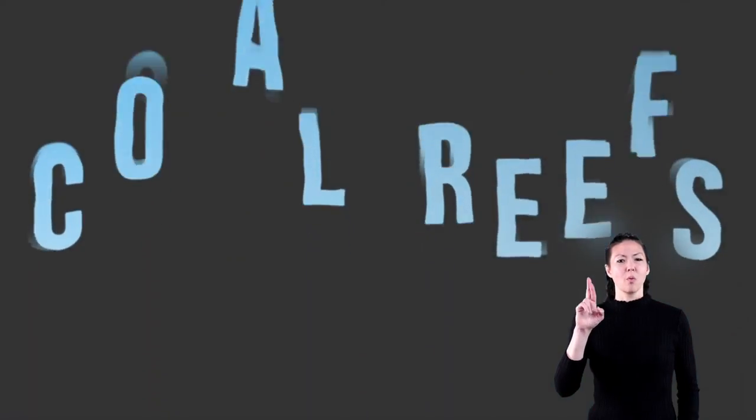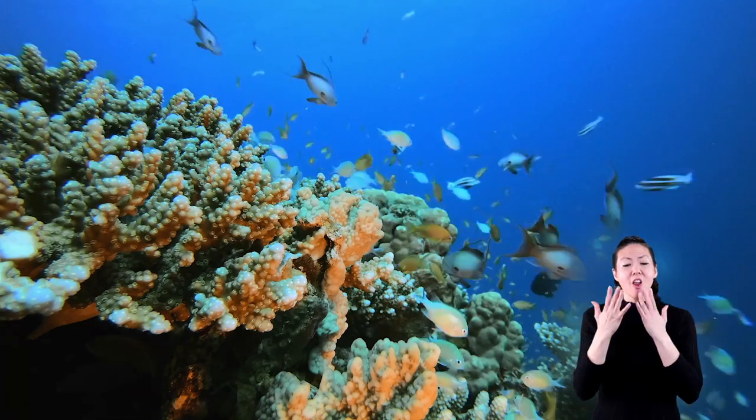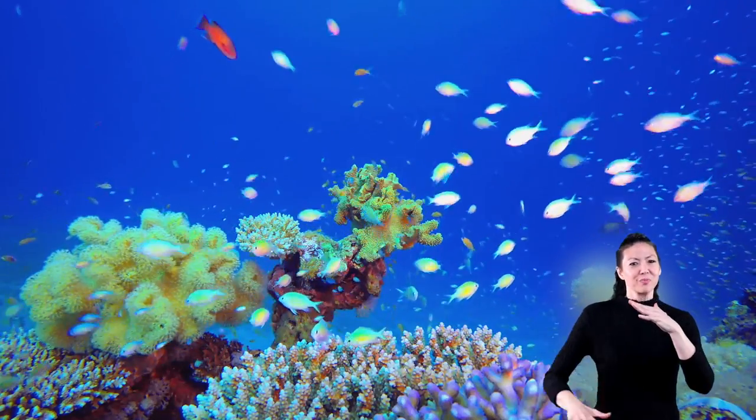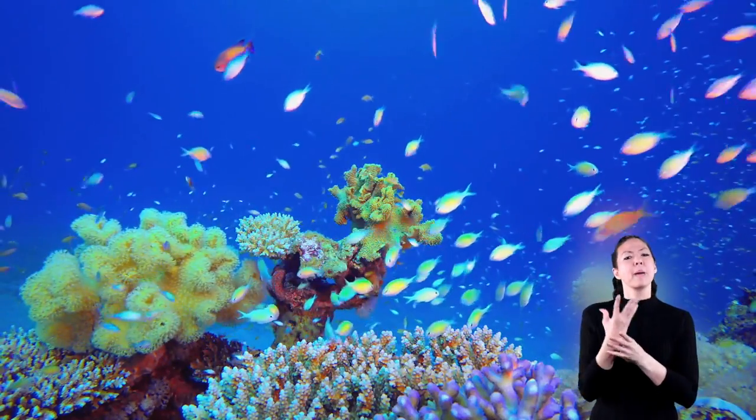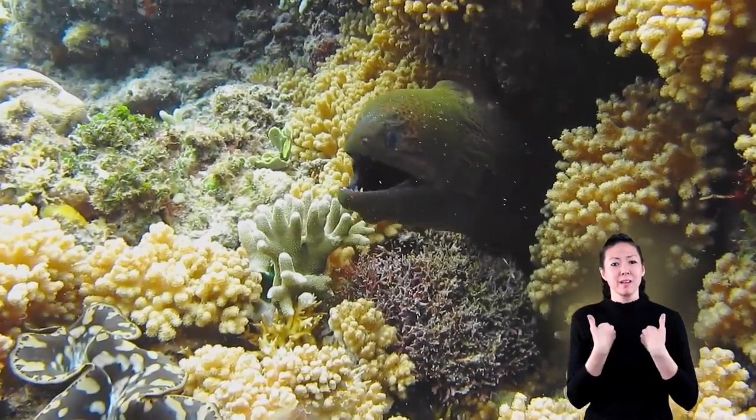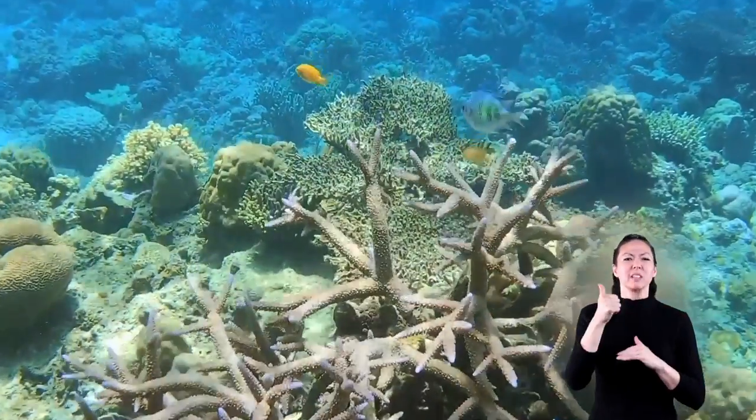Coral reefs. Coral reefs are ecosystems found in clear, shallow, tropical waters around the world. An ecosystem is an environment where plants and animals live and interact. Many types of marine animals and plants live in coral reefs. Coral reefs are among the world's oldest living ecosystems.